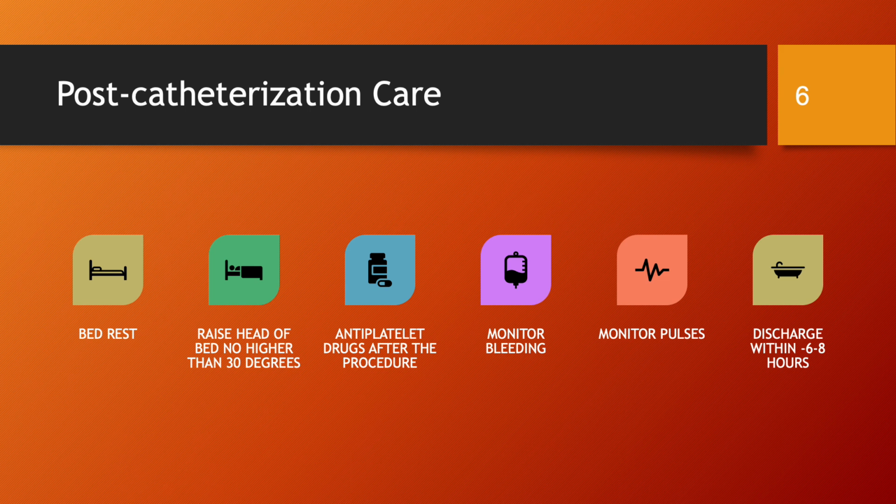Antiplatelet drugs are given after the procedure. And like I said, monitor for bleeding. Monitor pulses. Make sure that the pulses are good in the legs or whatever limb or extremity they went through. Make sure the pulses are still good in that extremity. And the patient can be discharged within 6 or 8 hours if there are no complications.